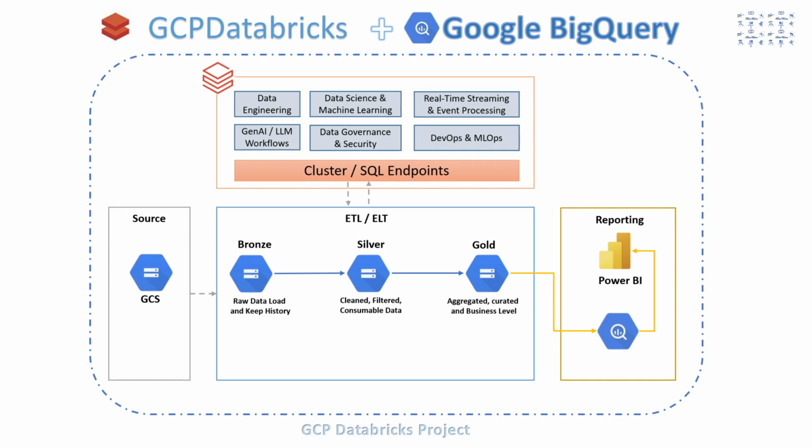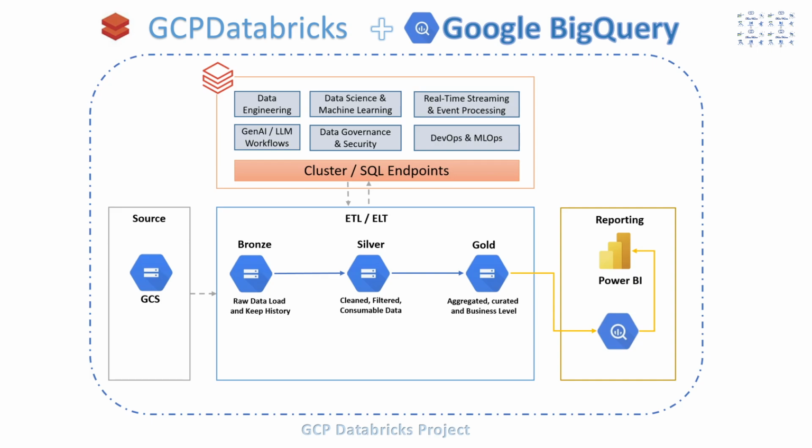In the silver layer, we have the cleaned and filtered consumable data, aggregated, curated, and business-level data, which is getting pushed inside BigQuery, and from there we are creating a dashboard and reporting. And that's the end-to-end flow.